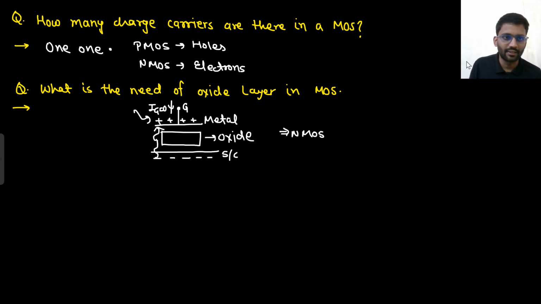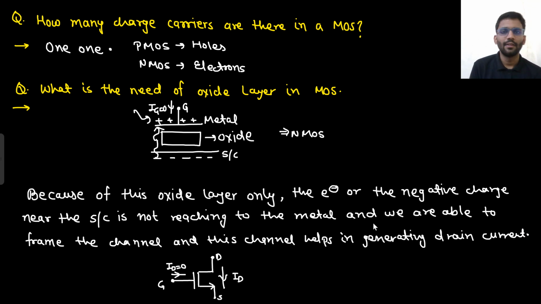So this I will write in the theory. I will pause the video and write it down because it will just waste your time. Yeah, so this is what I wrote. Because of this oxide layer only, the electrons and the negative charge near the semiconductor are not reaching the metal plate and we are able to form the channel. And this channel helps in generating the drain current.